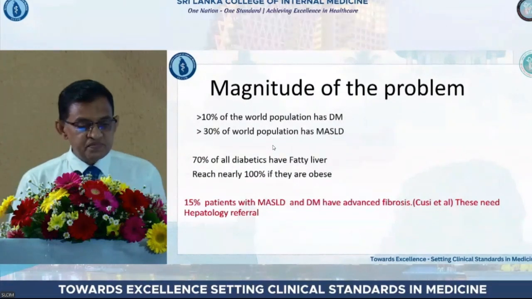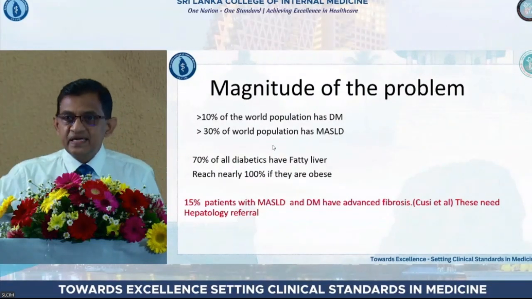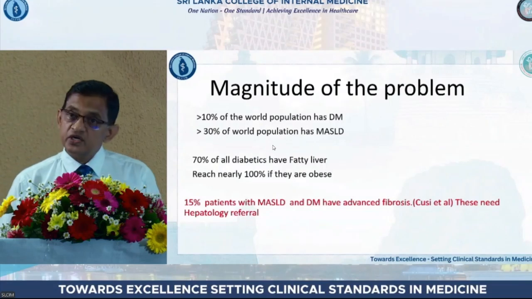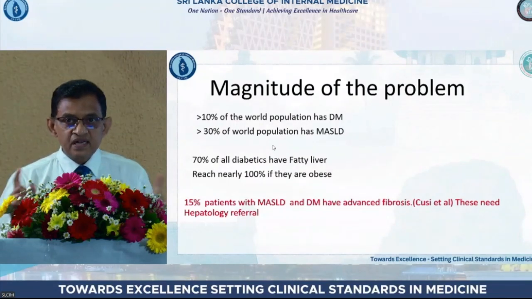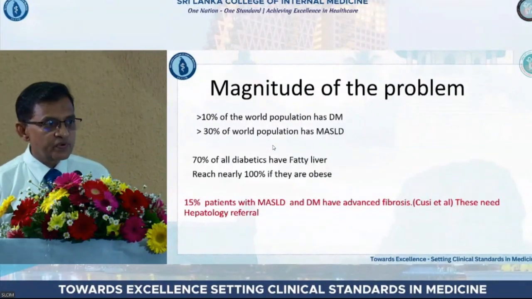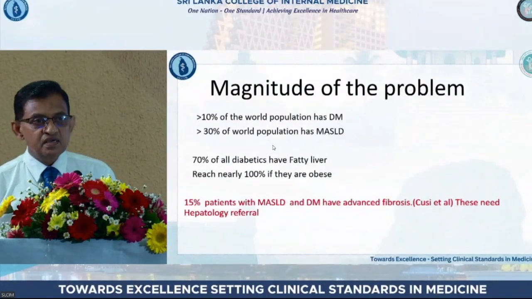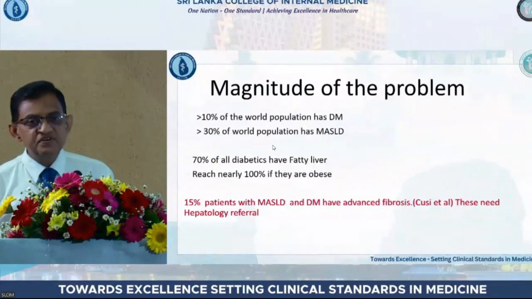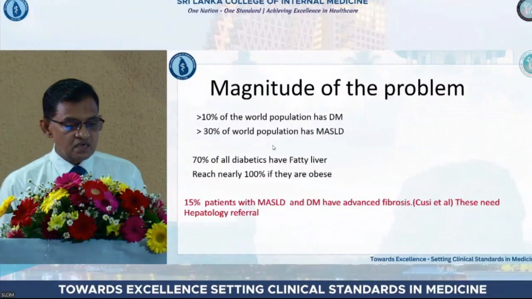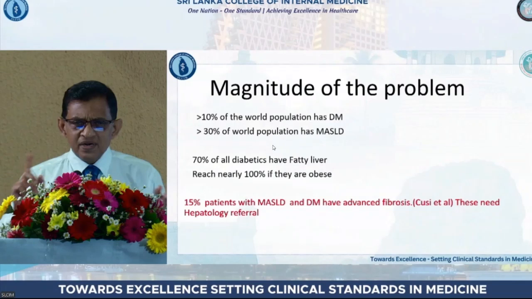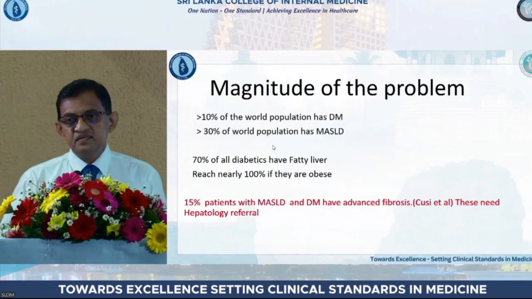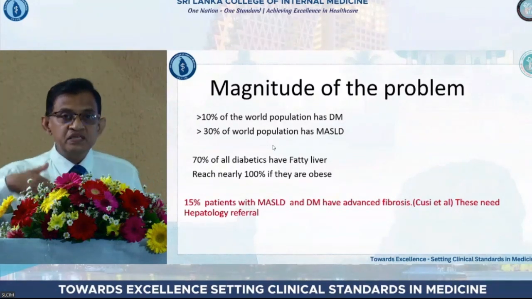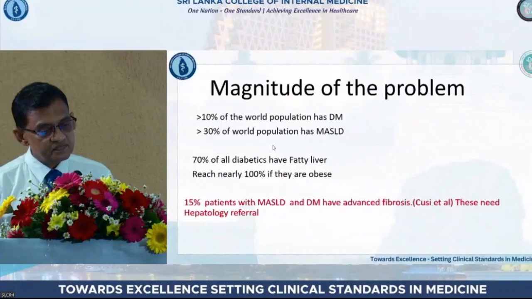How big a problem is this? More than 10% of the world population has diabetes, and about 30% of the world population has fatty liver. In Sri Lanka, in middle age, more than 50% have fatty liver, and almost all diabetics have fatty liver. Not all fatty liver patients have diabetes, but they are going to develop diabetes in the future.